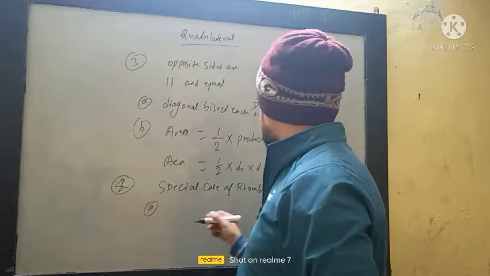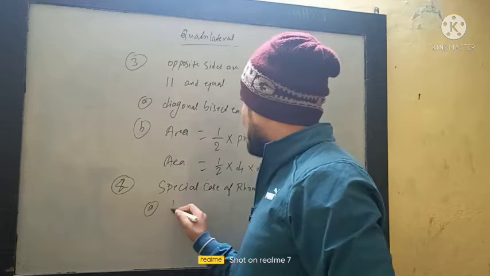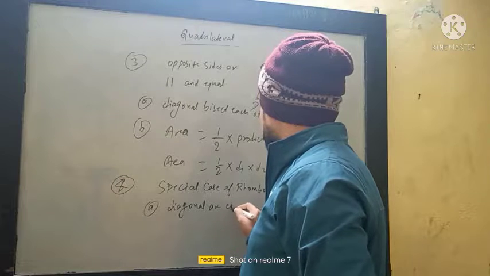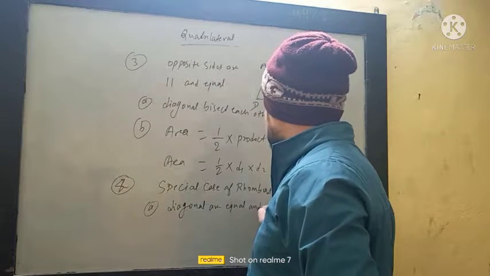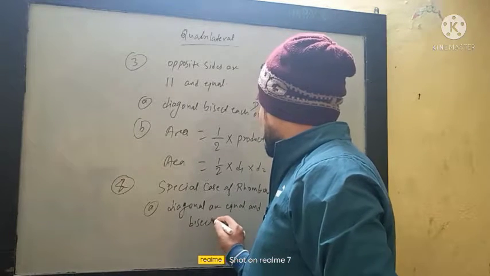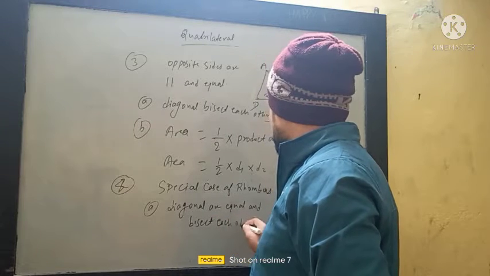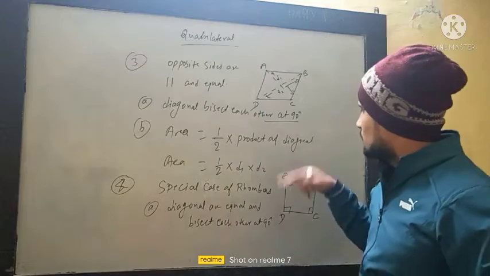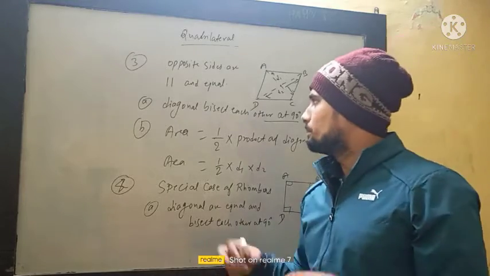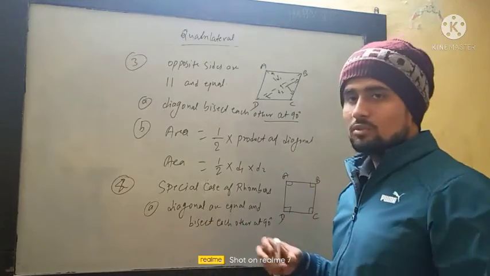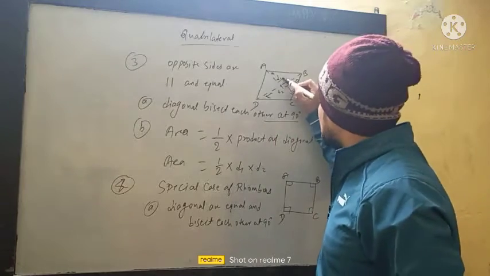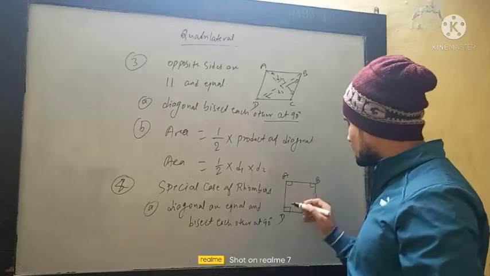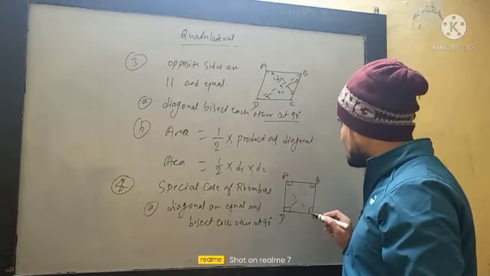And as for its properties, we can say that the diagonals are equal and also bisect each other at 90 degrees. You can remember these two by connecting them: the diagonals of a rhombus bisect each other, and since a square is a special case of a rhombus, that's why its diagonals also bisect each other at 90 degrees.